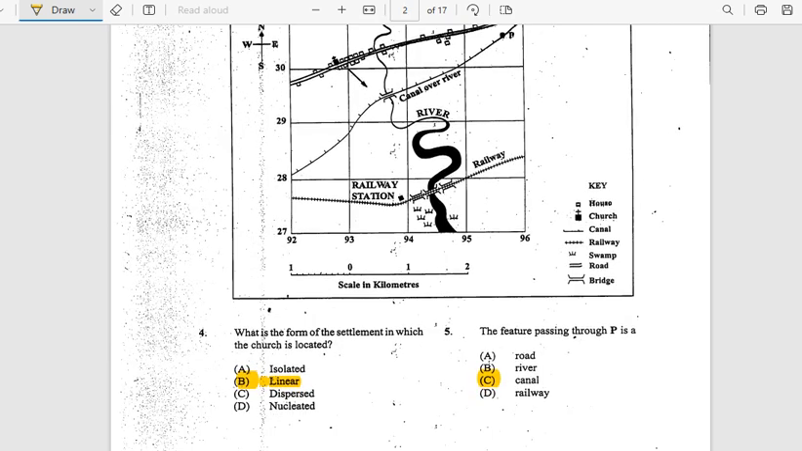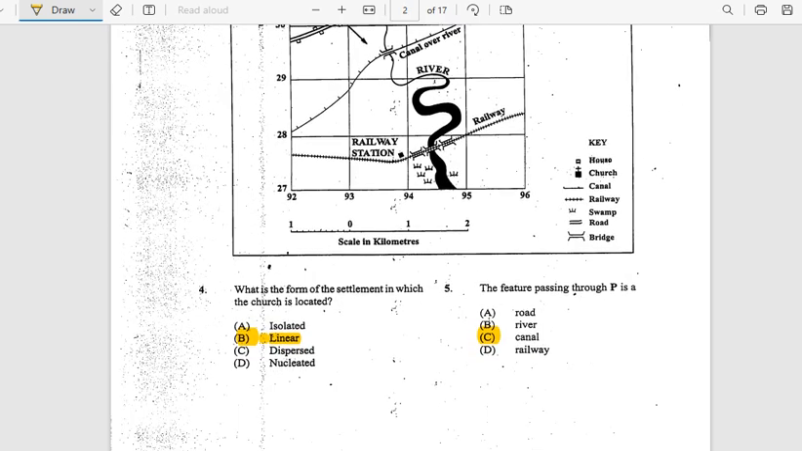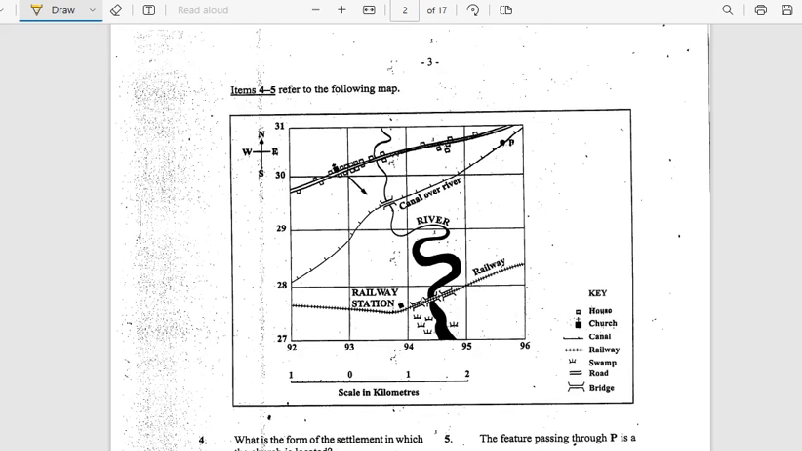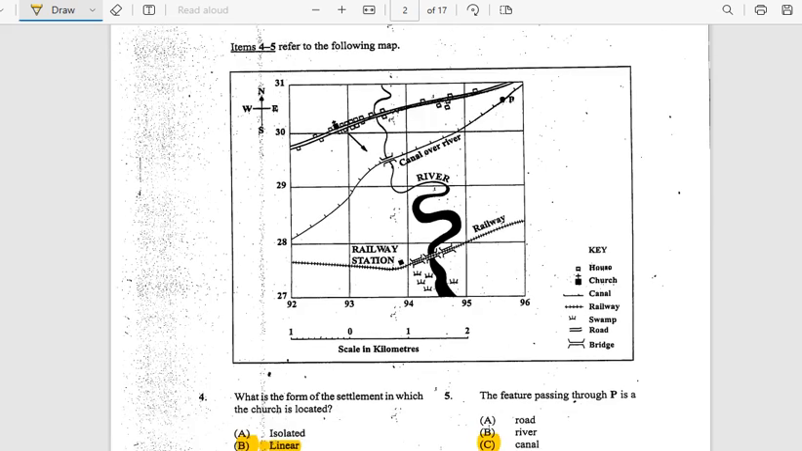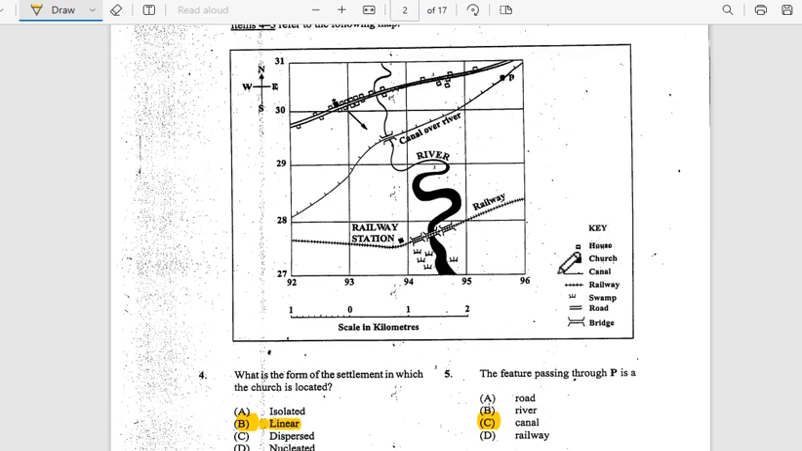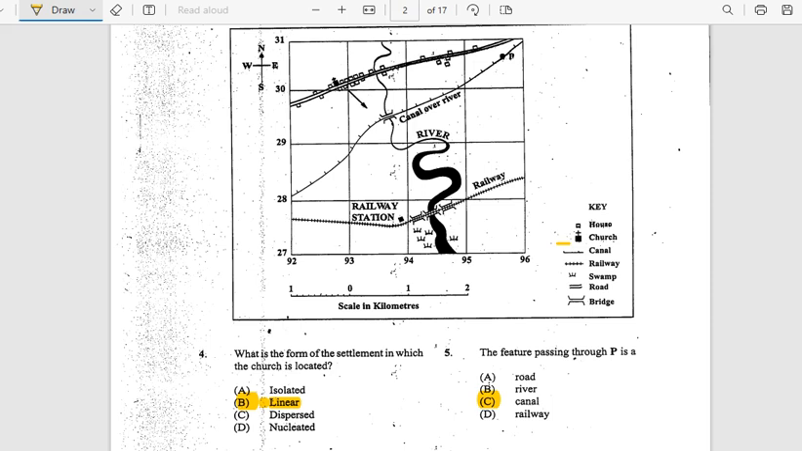Number 4. What is the form of the settlement in which the church is located? We're going to look at this right here. We have the church. This is the key right here. We have the canal, the river, the railway. Let's look for the church. These are the church, right, guys? These are the church. So this is a linear settlement.